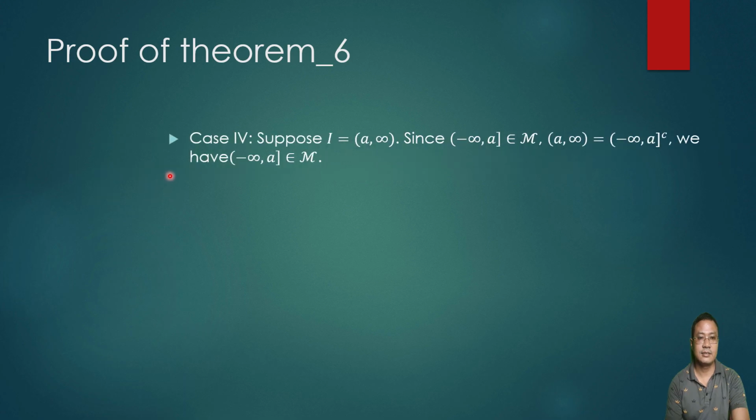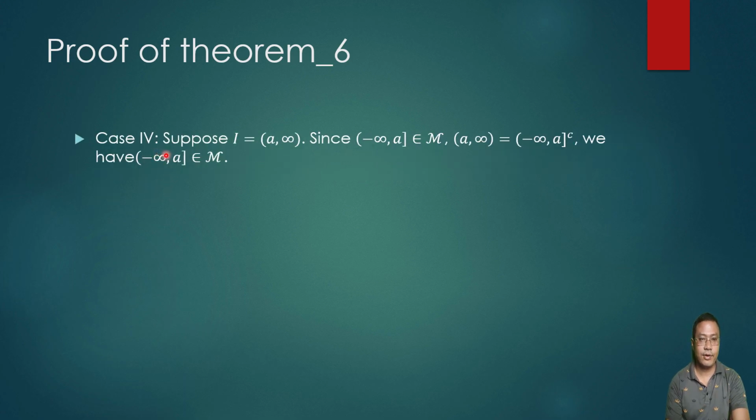Case number 4. Suppose the interval is an infinite open interval like this. Since we have already shown that minus infinity to a is in M, the complement of this one, that is a to infinity, will also be in M. Therefore this one will be here.